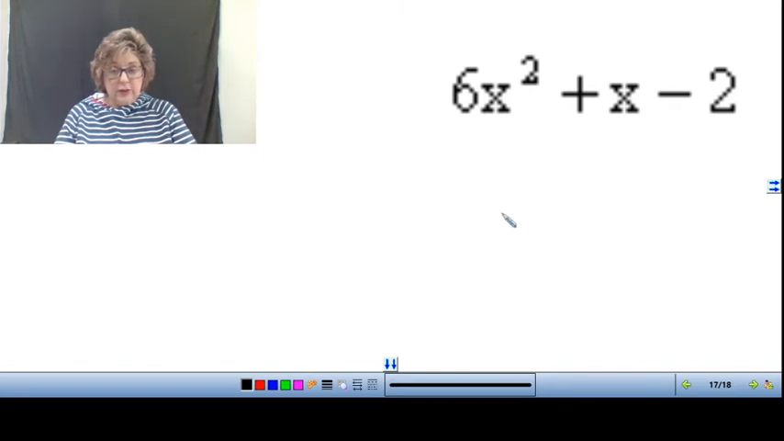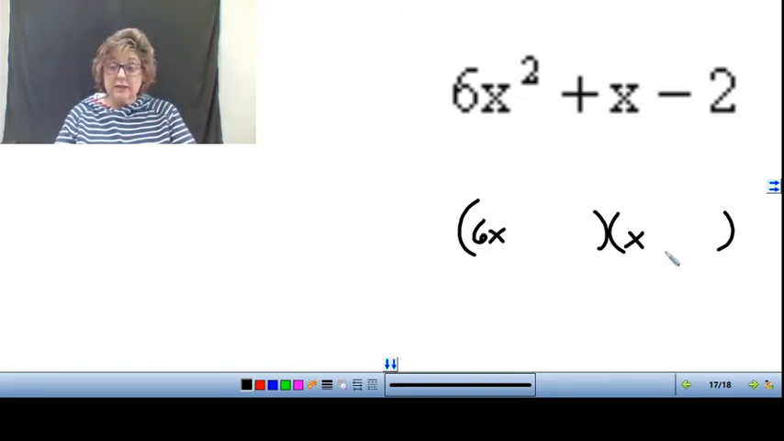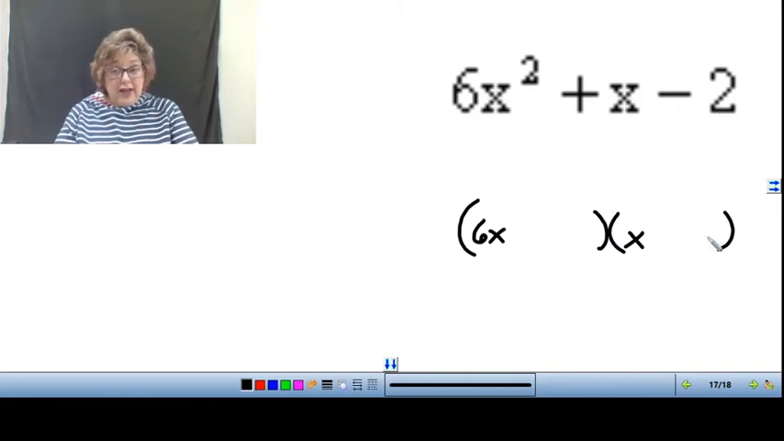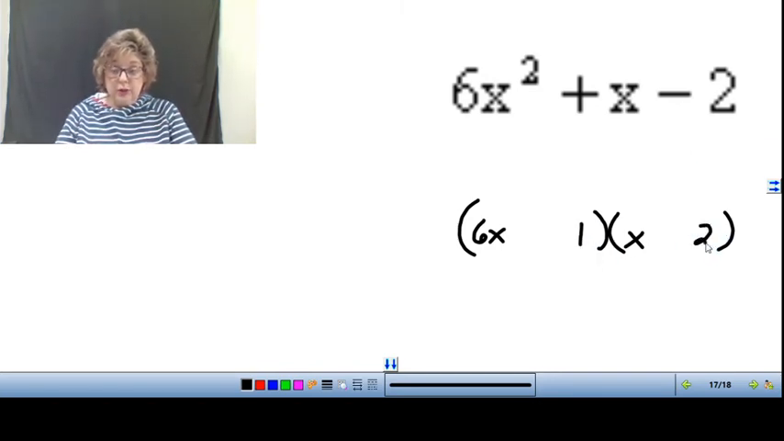So let's look at this one. I need to figure out what I can multiply to get 6x squared. Well, a lot of people want to go 6x and x. That's the easiest way to start it. And then on the last one would be a 2. So we'll put in 1 and 2 because 1 times 2.